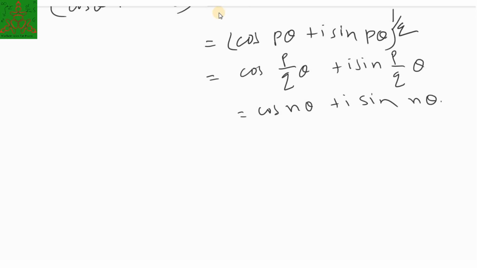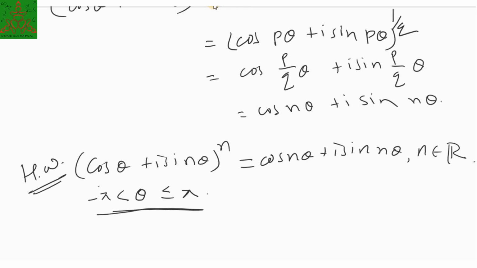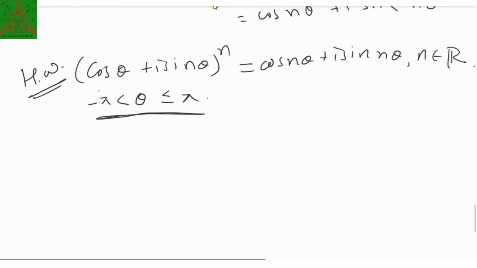Obviously the next question you should ask is what the result should be for (cos theta plus i sin theta)^n equal to cos n theta plus i sin n theta if n belongs to R. This I am giving you as homework, you can try it. Obviously theta here is between minus pi and pi, closed at pi. This restriction is necessary here, so I am giving that as homework. Those students who are interested can try it.